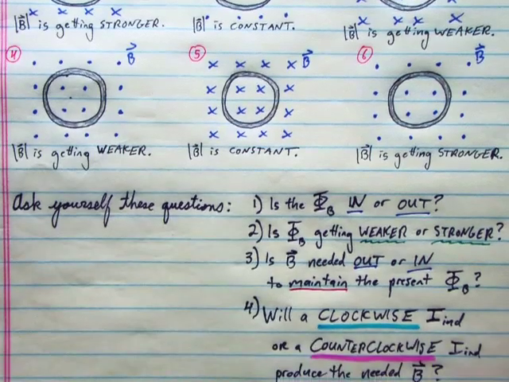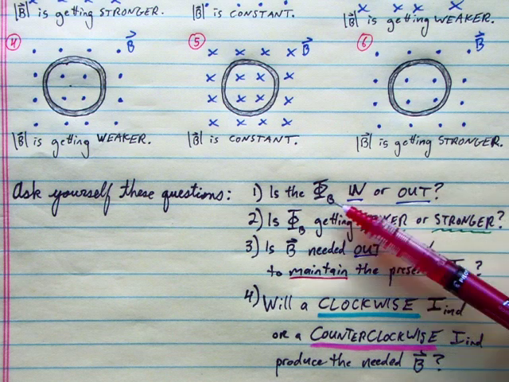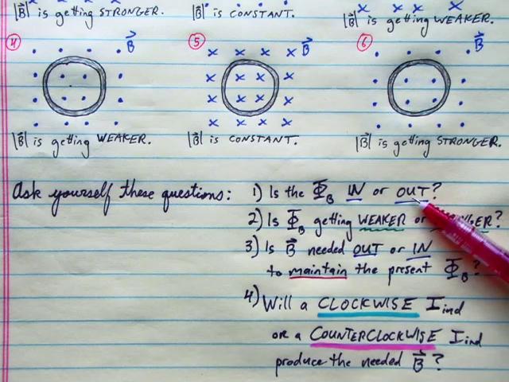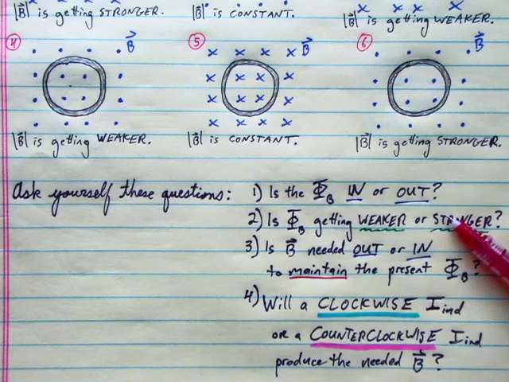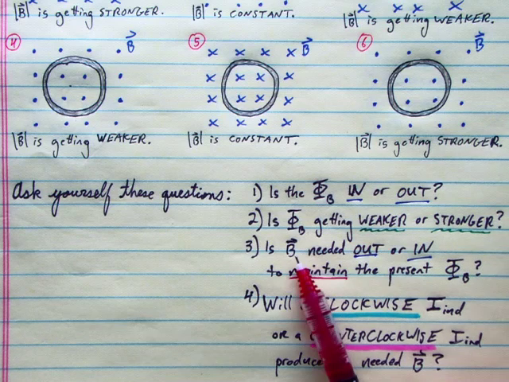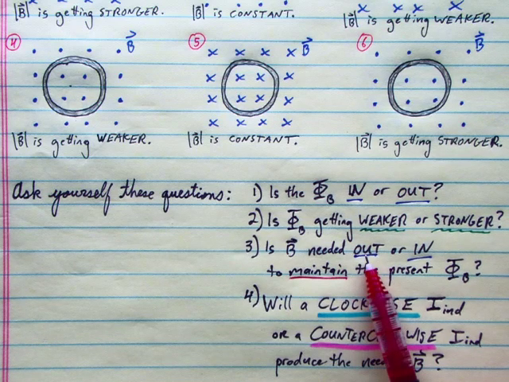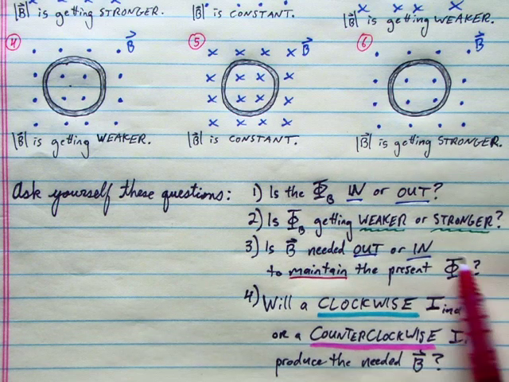Here's kind of the mental walkthrough for figuring out how to apply Lenz's law. So in each case, ask yourself, is the magnetic flux in or out of the page? Is that flux getting weaker or stronger? And based on those two answers, determine, is more magnetic field needed out of the page or into the page to maintain the present flux at what it was?